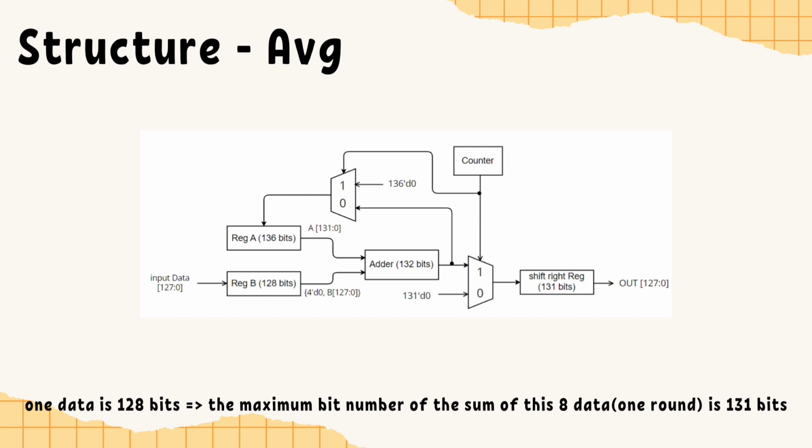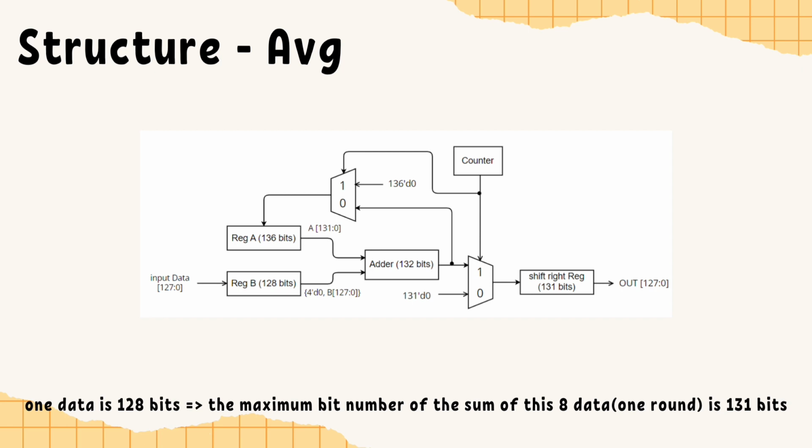Let's introduce the structure of our design. To compute the average, as you can see, we set a counter here to initialize register A, which is used to store the value output by the adder every time. And the new data will be input to register B per 8 bits during a clock cycle. After 16 clock cycles, the values in register A and register B will be added to each other and stored back to register A.